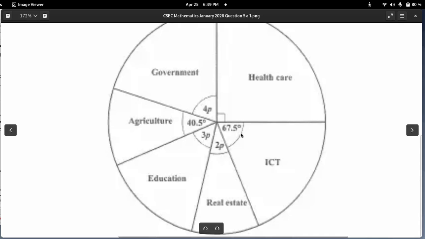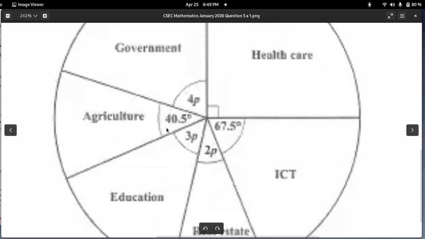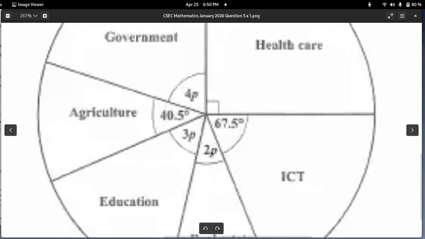Now, notice you have 4P. What is this angle here? It's 90 degrees. That's how you represent 90. 4P, 90, 67.5, 2P, 3P, 40.5. What do they all add up to? 360, of course.